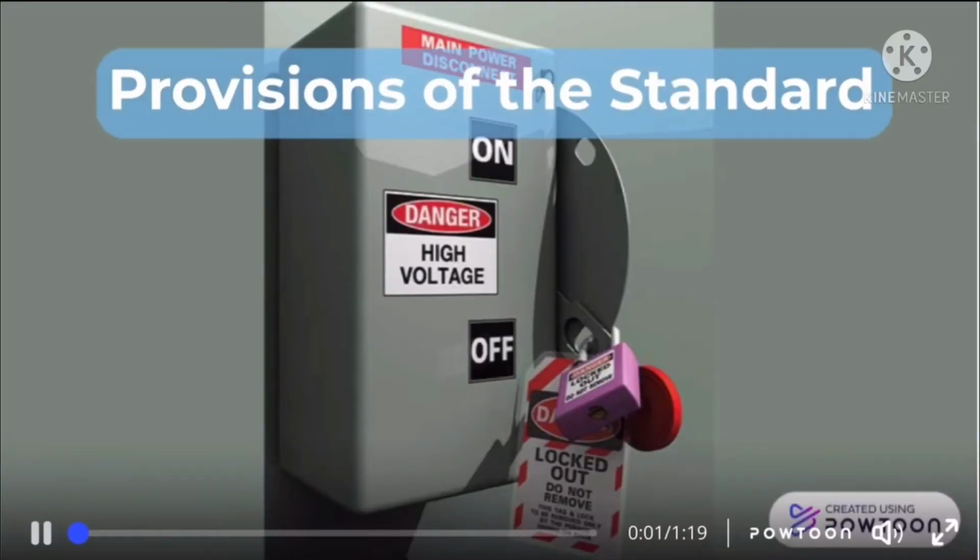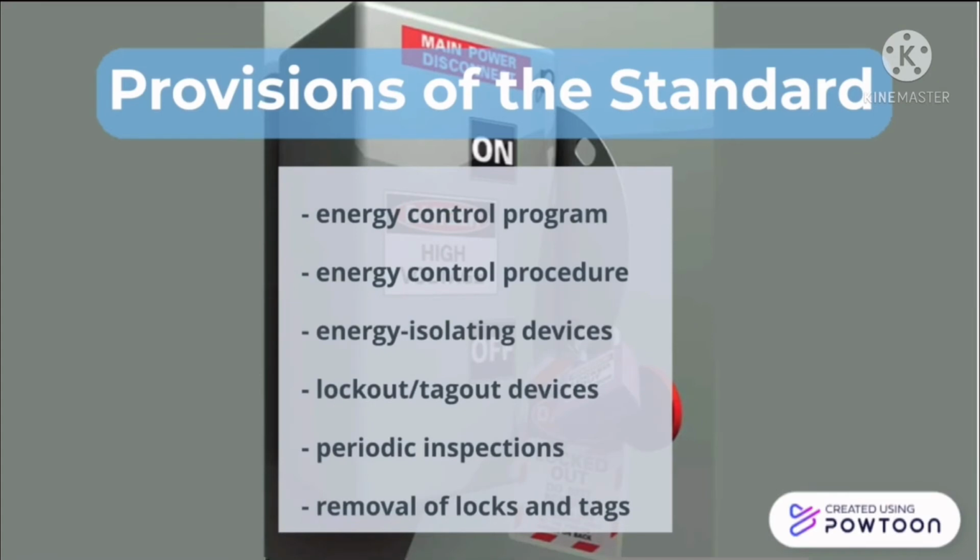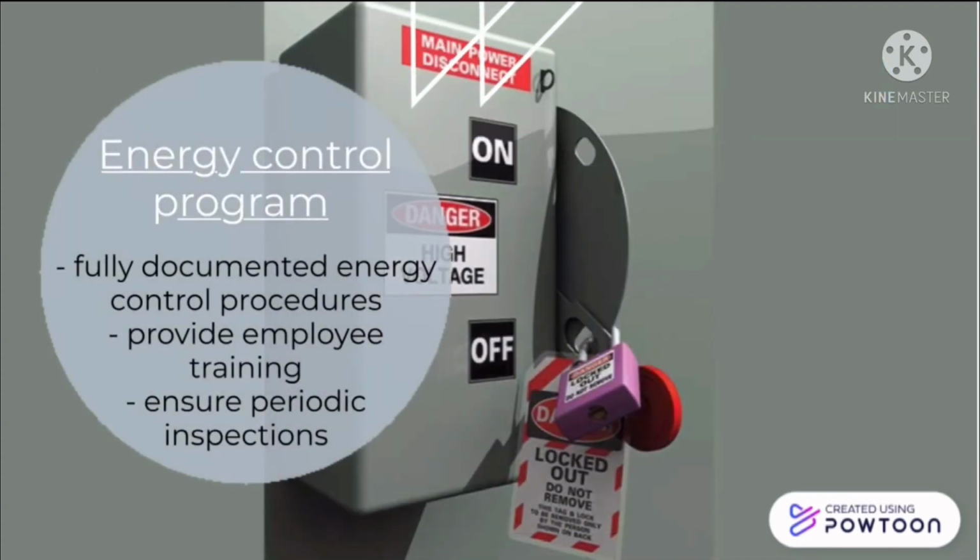Provisions of the standard. The OSHA standard for control of hazardous energy contains provisions in the following areas. We will be talking about the energy control program and the energy control procedure. For the energy control program, organizations must establish energy control programs that have fully documented energy control procedures, provide employee training, and ensure periodic inspections.